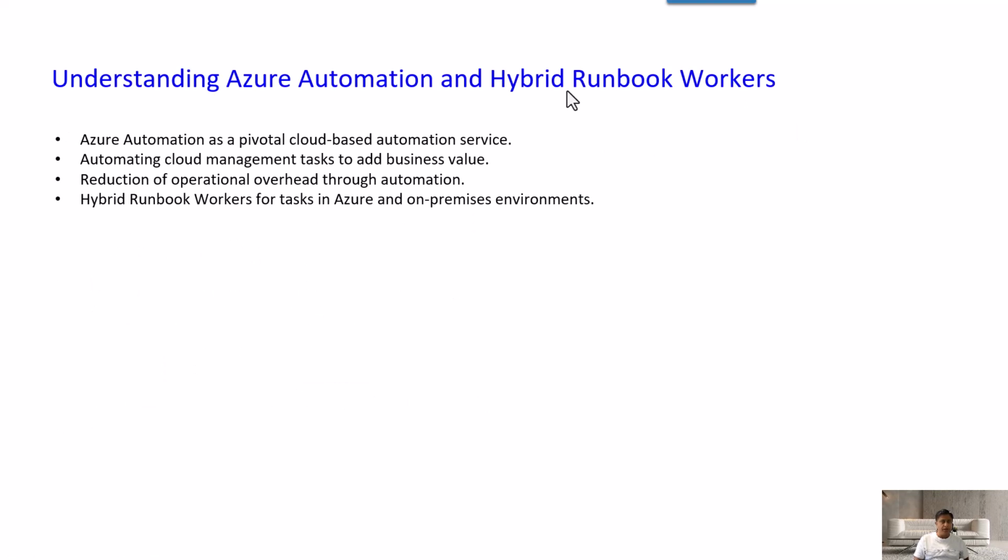Understanding Azure Automation and Hybrid Runbook Workers. As you know, Azure Automation is a pivotal, cloud-based automation service. It is one of the best automation services available in Azure. This tool can help you achieve success in cloud automation, because you can very easily spin up your service, add a couple of runbooks into it, and automate business-critical tasks and add a really big value to your business. If you use Azure Automation, you can reduce the operational overhead and do repeating, very error-prone tasks in no time, and that is how this automation service can help you.